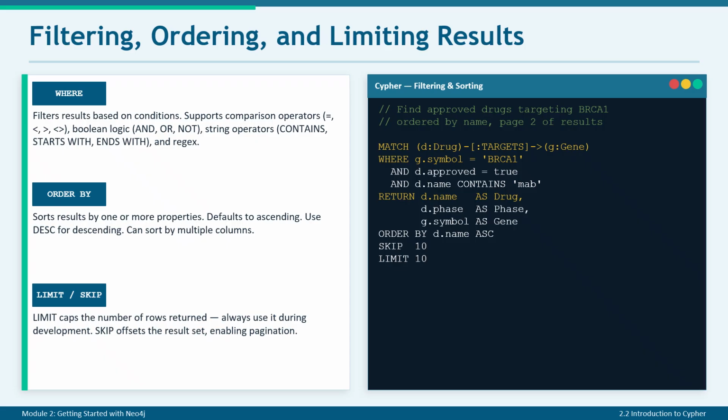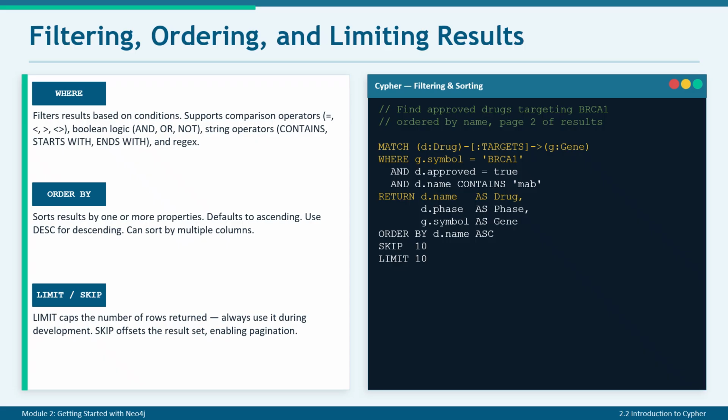Look at the query on the right. It finds drugs that target the gene BRCA1, where the drug is approved and the drug name contains the string MAB, which is the suffix used for monoclonal antibodies. That is a real, useful pharmaceutical query, and it reads almost like plain English.